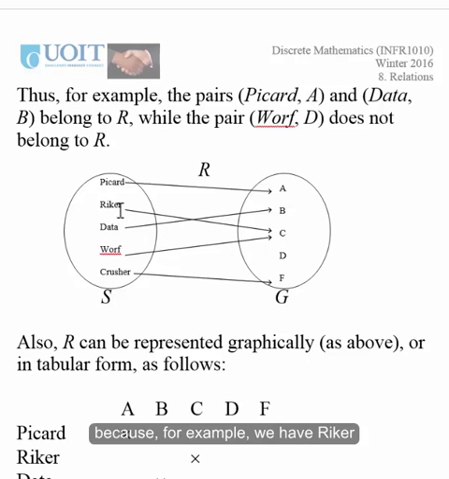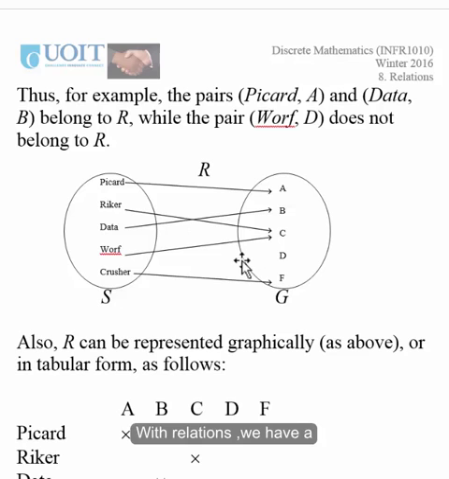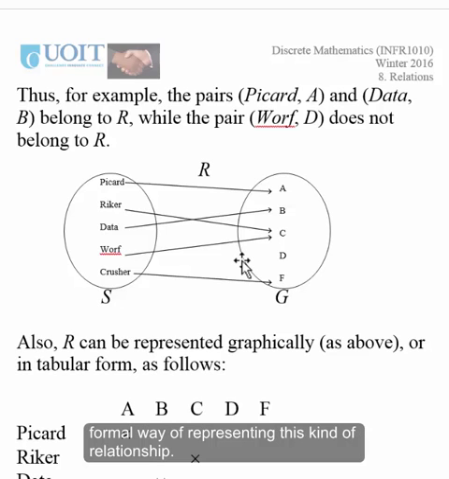Because, for example, we have Riker and Worf. Both of them got a C. So it is possible to go in this direction, but it is impossible to go in the opposite direction. With relations, we have a formal way of representing this kind of relationship.